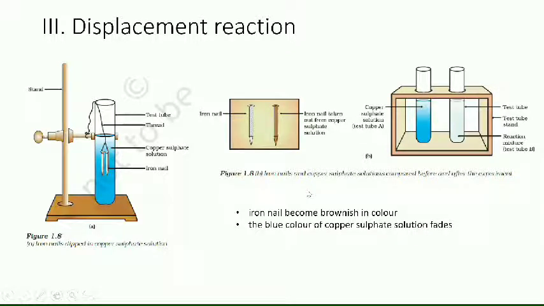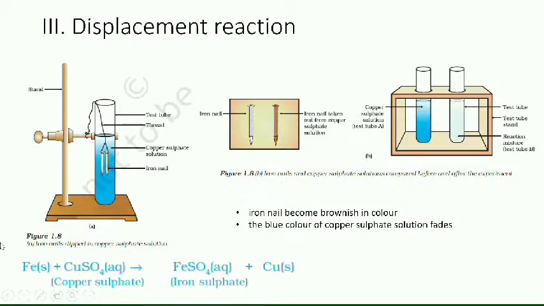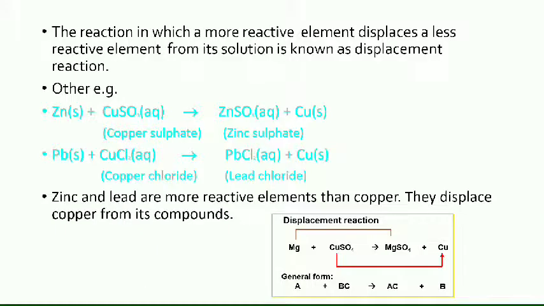So we can write the reaction of this above activity, that is, whenever iron, which is solid, is reacting with copper sulfate, that is copper sulfate in aqueous solution, the iron displaces copper, forming iron sulfate and copper. So this activity mentions a type of reaction which is a displacement reaction, in which a more reactive element displaces a less reactive element from its solution.